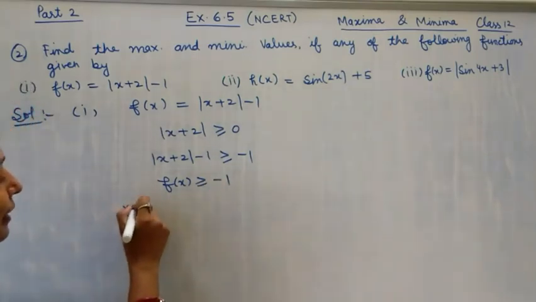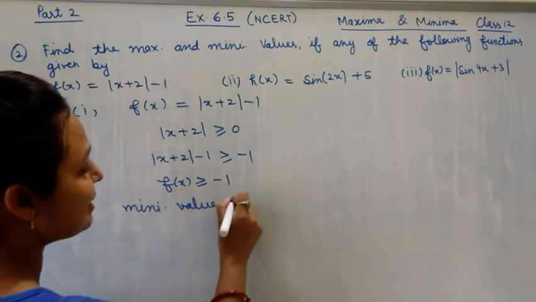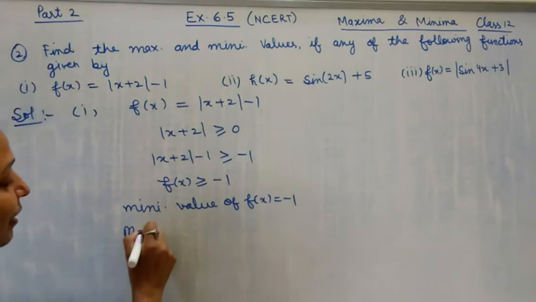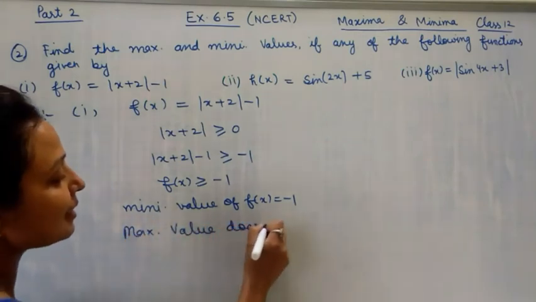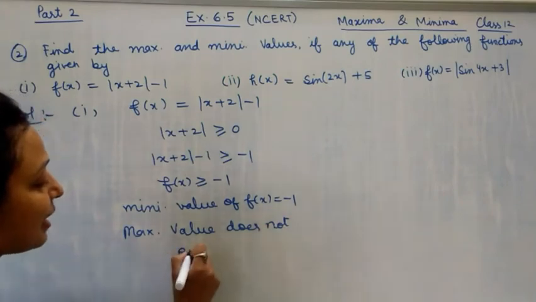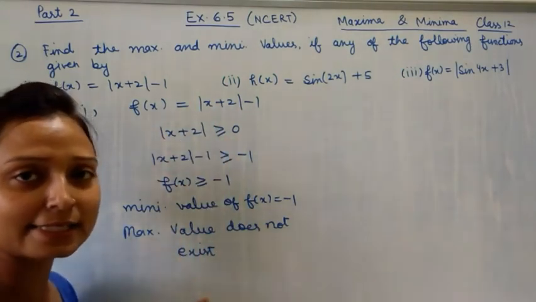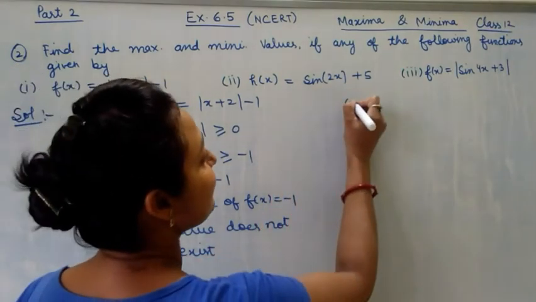Minimum value of f(x) is equal to −1, right? And maximum value does not exist, right? It does not exist. Now the way of doing the question is exactly the same as the first question, but in this question there is a little bit of difference.